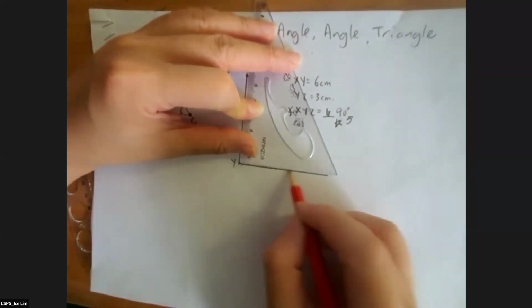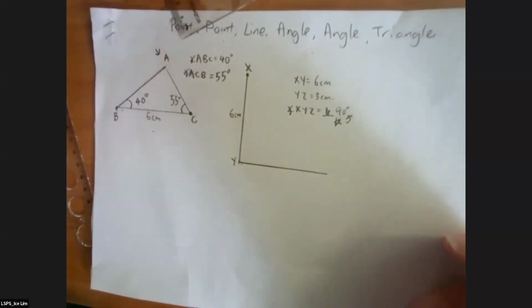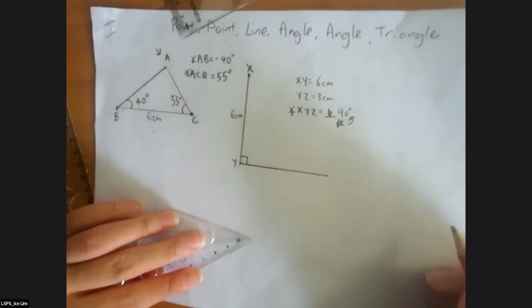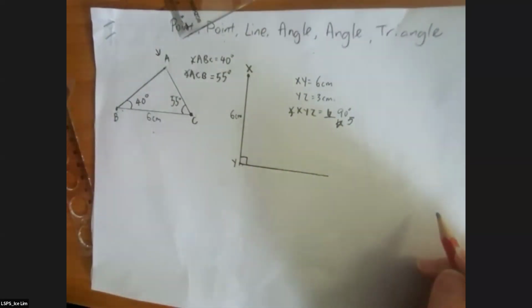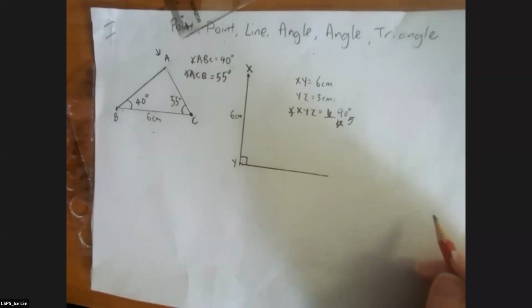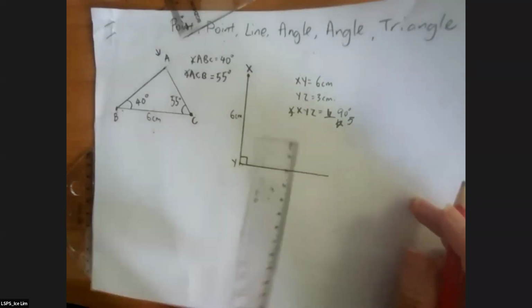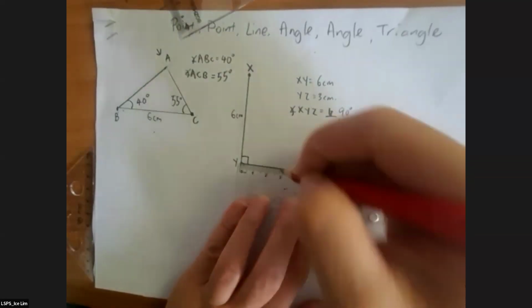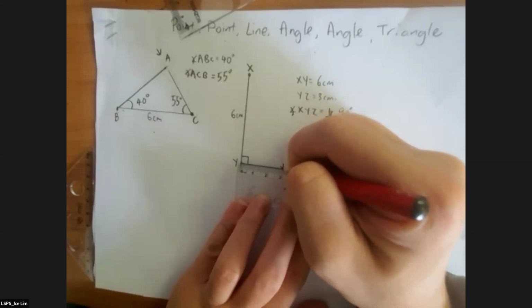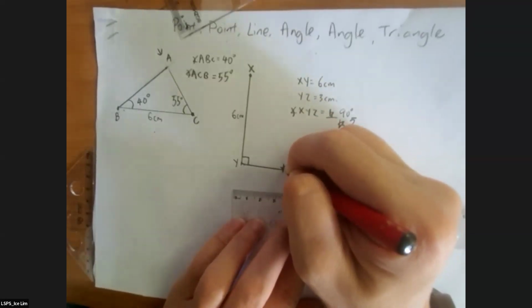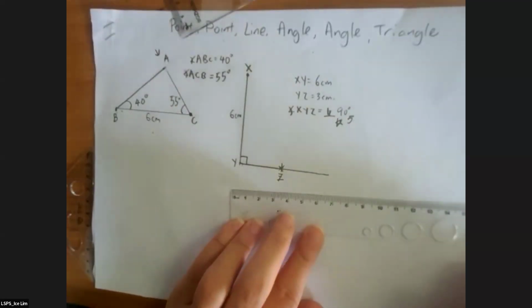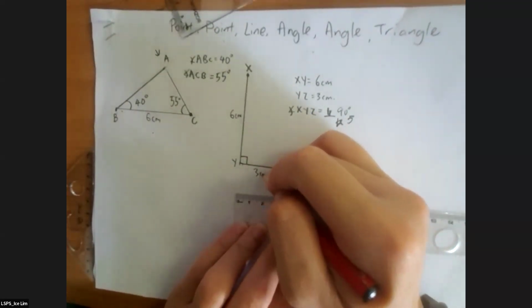I just draw extend first. After that, I look for 3 centimeters. So this is right angle. Now I can use my ruler to find 3 centimeters, and that's where point Z should end. Here. Oh, sorry, Z. And it should be 3 centimeters.